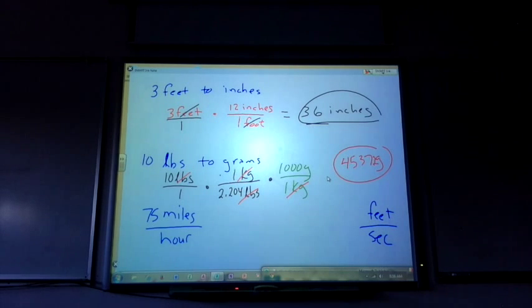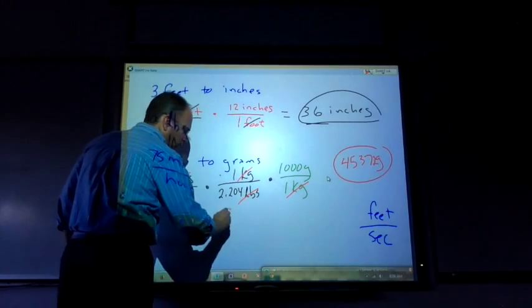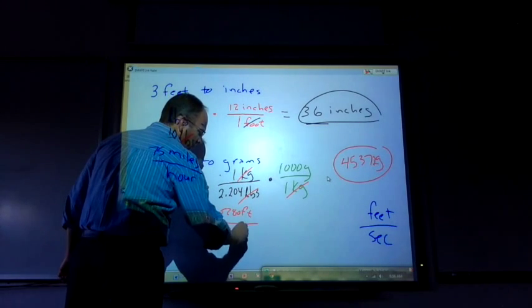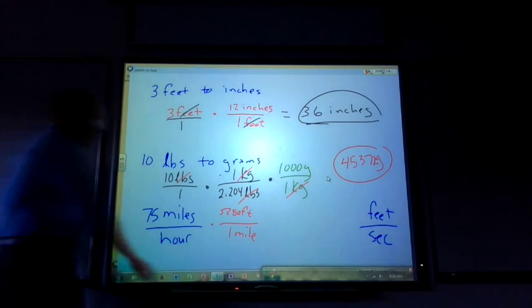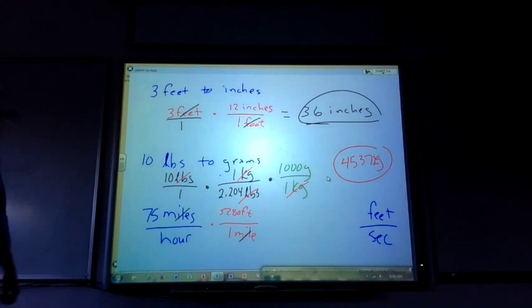All right, the last one, we have to convert two different things. I need to convert miles into feet, and I have to convert hours into seconds. So it's your choice where you want to start with this. I know that there are 5,280 feet in 1 mile. Why do I have mile on bottom, not on top? Because miles cancel. So right now, if I were to do this problem, my answer is going to come out to feet per hour. But I want it in feet per second.